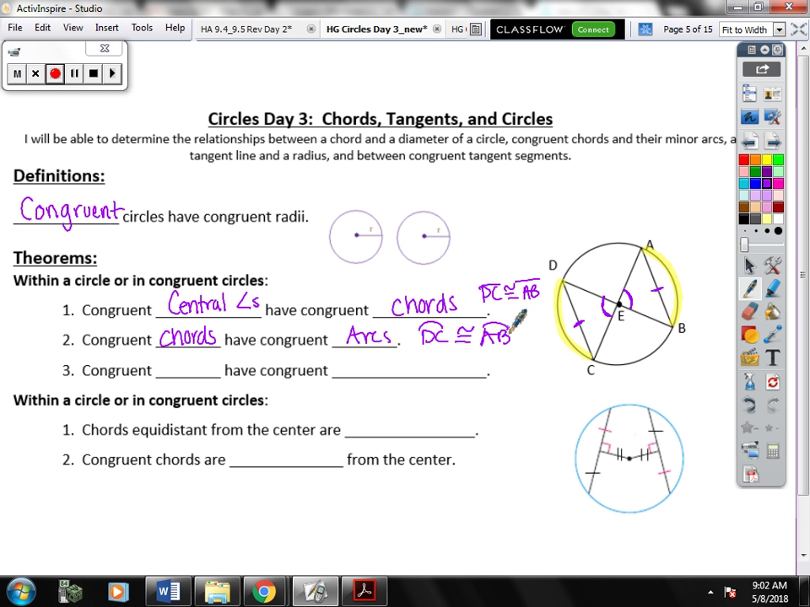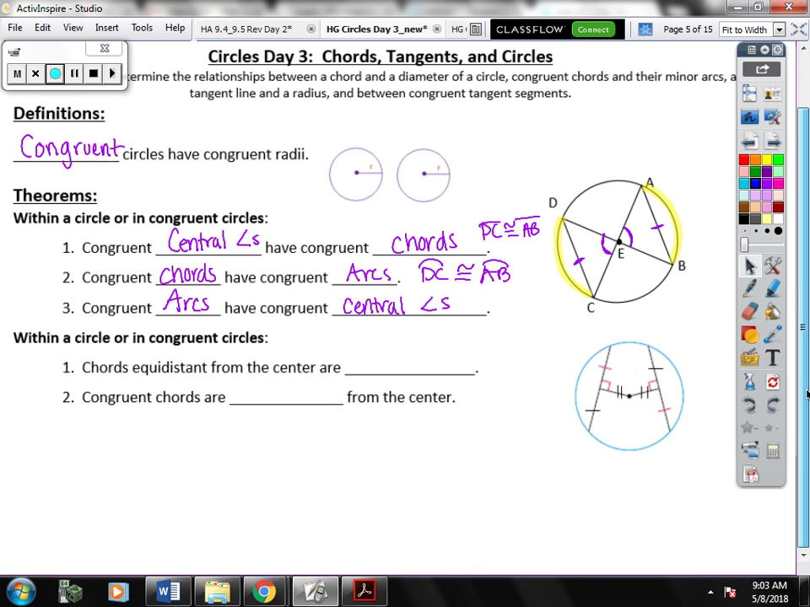And then it kind of just goes cyclical back to the beginning. If you have congruent arcs, then you have congruent central angles. So basically, if you're given any one of the three things, you can conclude the other two. So if I tell you the chords are congruent, you could tell me the arcs are congruent and the angles are congruent. If I tell you the arcs are congruent, you can tell me the chords and the angles. If I tell you the angles, you can tell me the chords and the arcs. So knowing just one of those things, you can then conclude two other pieces based on these theorems.